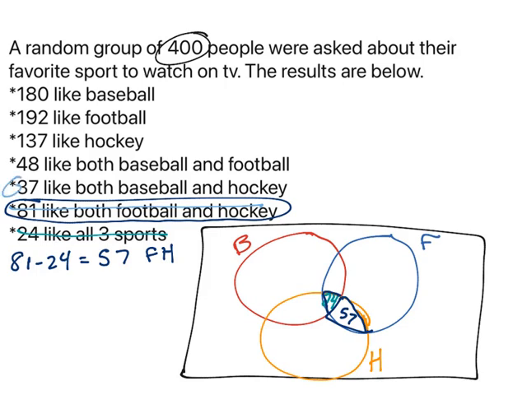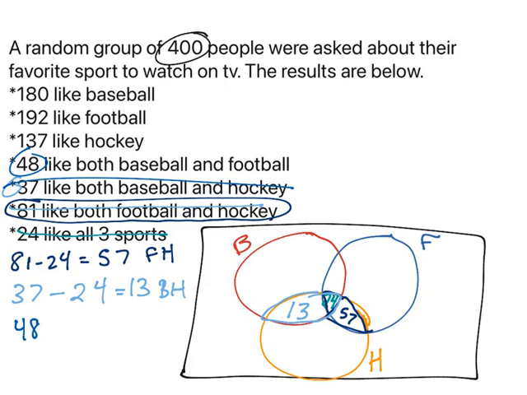Then I'm going to go to 37 like baseball and hockey. So 37, we're talking baseball and hockey, that's this piece. Again, it already includes the 24, so when I subtract, I get 13. So that's baseball and hockey, that goes here. Takes care of that one. Then 48, like baseball and football. Well, baseball and football is this piece, so 48 minus the 24 is 24, like baseball and football.